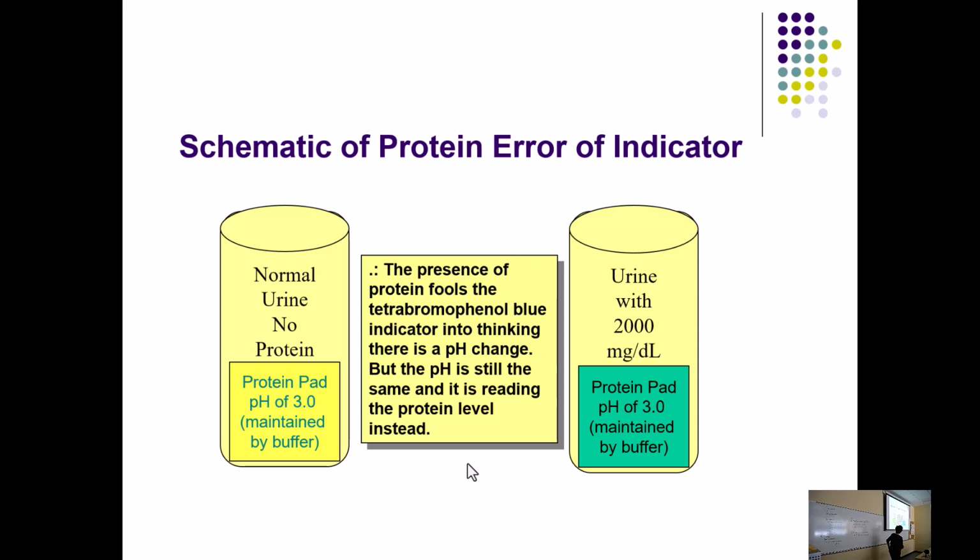So here's a kind of a diagram of what's going on. Normal urine, no protein. The protein pad at pH 3 is maintained by the buffer, no issues. Urine with 2,000 milligrams of protein, the protein pad stays at a pH of 3, maintained by the buffer, and it kind of turns to this blue color.